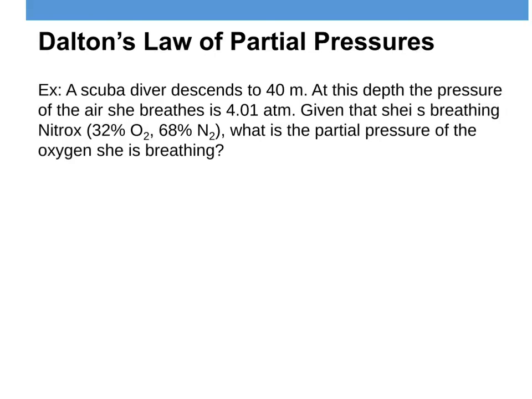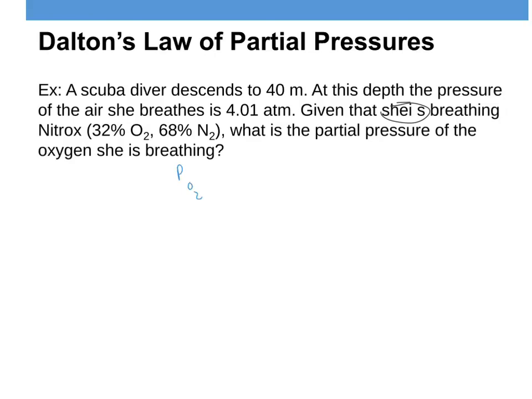Okay, so let's take a look at this problem here. A scuba diver descends to 40 meters. At this depth, the pressure of air she breathes is 4.01 atmospheres. Given that she is breathing nitrox, which is 32% oxygen and 68% nitrogen, what is the partial pressure of oxygen she is breathing? So this is asking me for the partial pressure of oxygen.